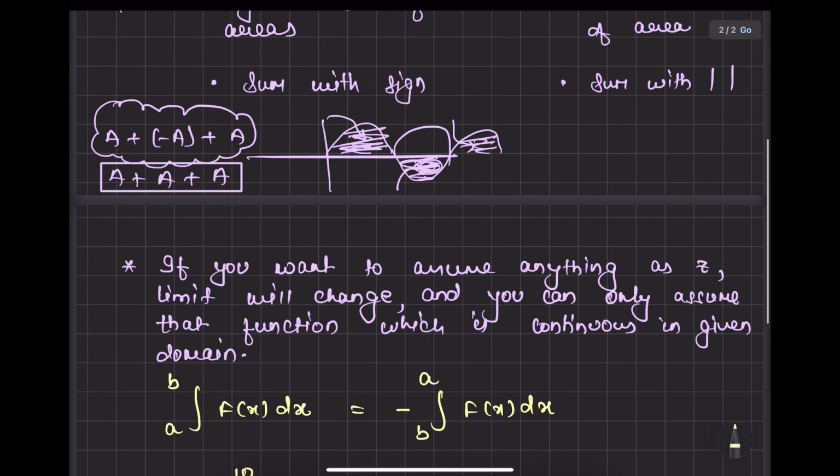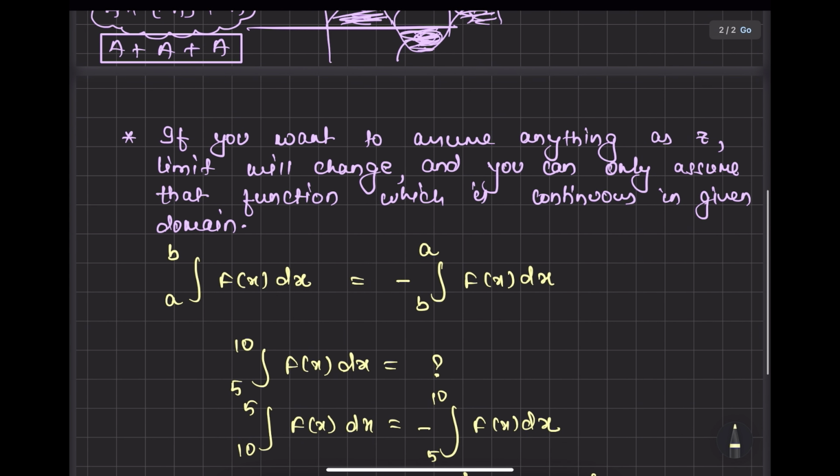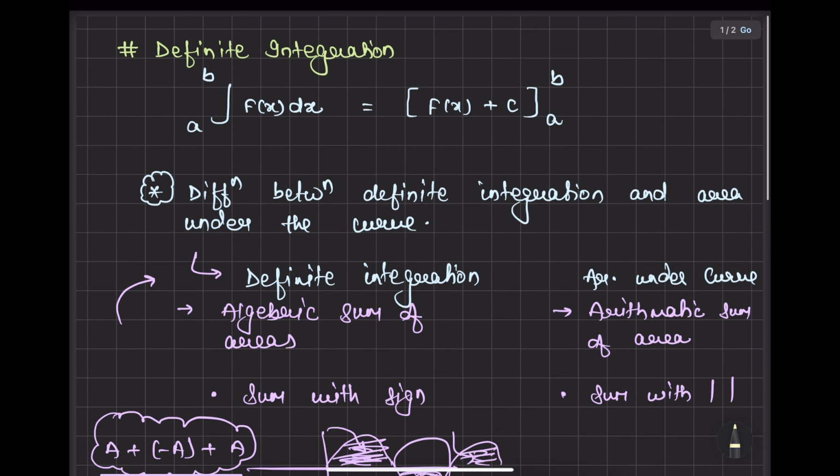Okay. Now you have one important point. If you want to assume any function as z, that function has to be continuous in the given domain. And if you will assume it, your upper limit and lower limit will get changed. Okay, I hope the idea is clear and you guys can handle similar situations.